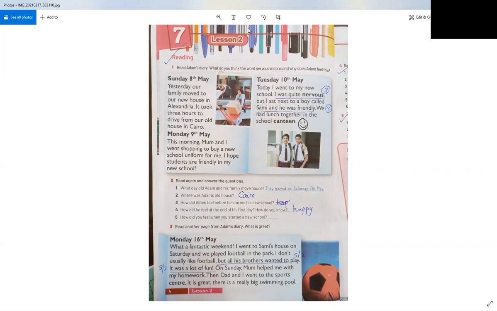But I sat next to a boy called Sammy and he was friendly. We had lunch together in the school canteen. Now let's turn to the questions in exercise number 2. Read again and answer the questions.